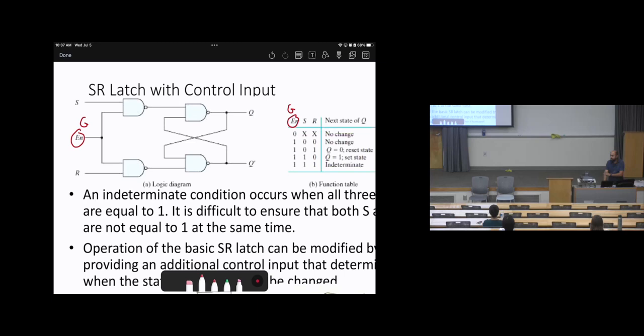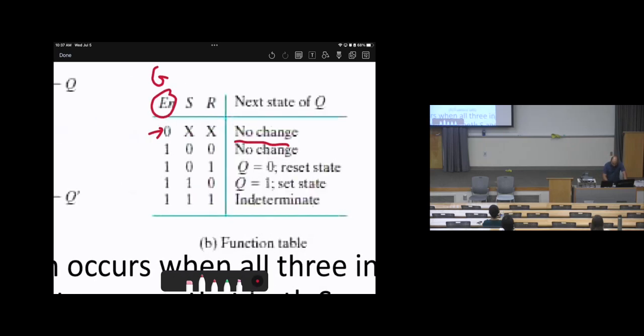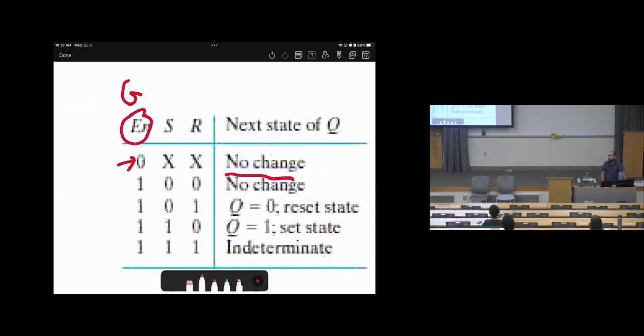Okay, so when S equals 0, R equals 0, we are on hold, which is no change, that's fine. But I need to add another enable, so no matter what the switches of R or S are, there will be no effects. That's why we add the enable button. And by looking at the truth table, when the enable button is 0, there will be no change, no matter what the value of S, no matter what the value of R. That's why we add X or don't care. Don't care about the value of S, don't care about the value of R.